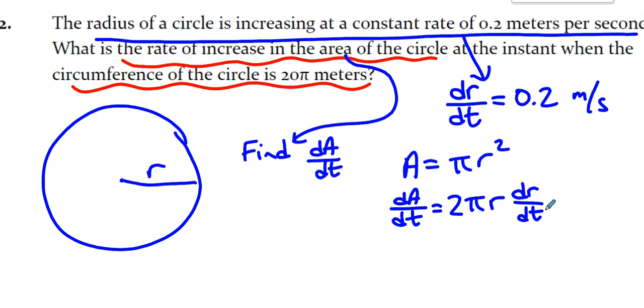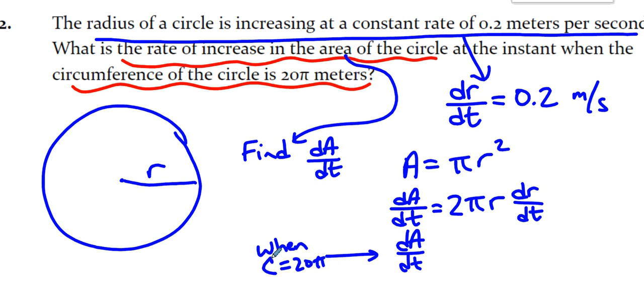Chain rule says that's what we've got to do. So we are looking for dA/dt. What are we interested in? When the circumference is 20 pi.